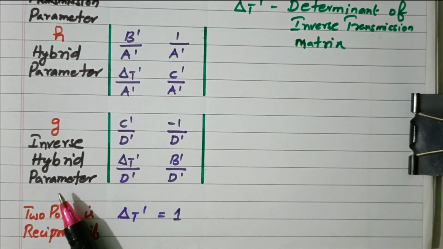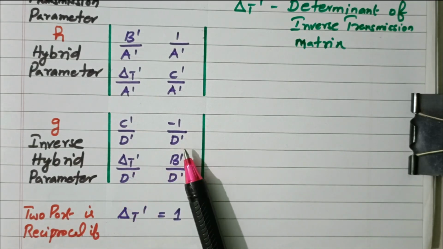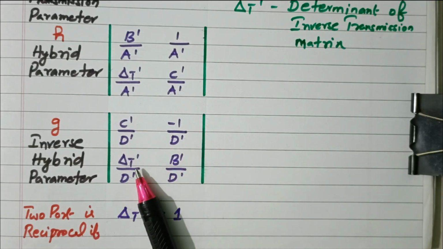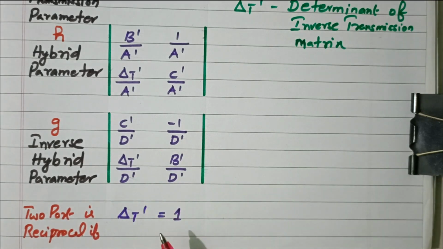Then the inverse hybrid parameter: C dash by D dash, minus 1 by D dash, delta T dash divided by D dash, B dash divided by D dash. So D dash is in the denominator for all the terms. So this is the equivalent transmission parameter form. Then what is the reciprocal condition? Delta T dash equal to 1. If delta T dash is 1, then the port is reciprocal.